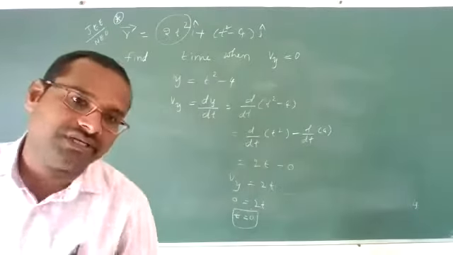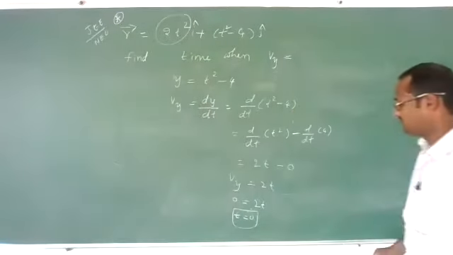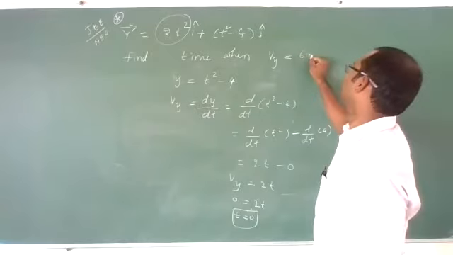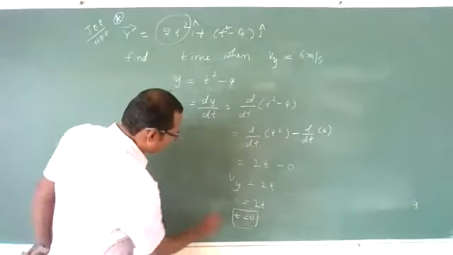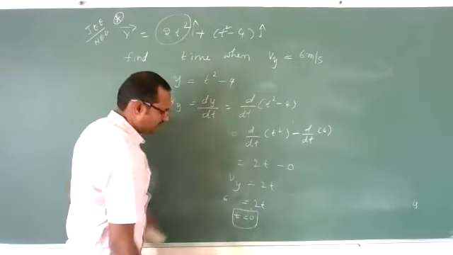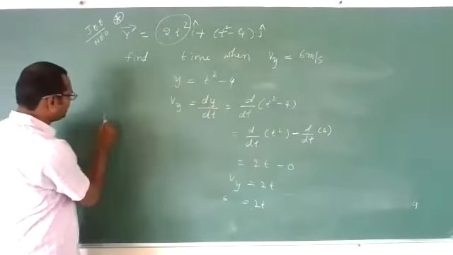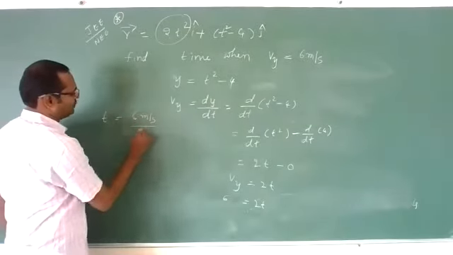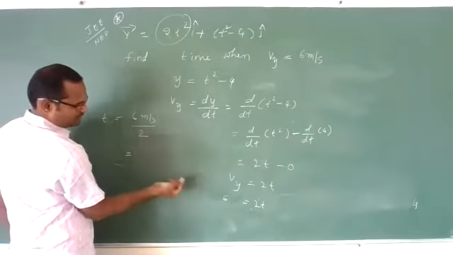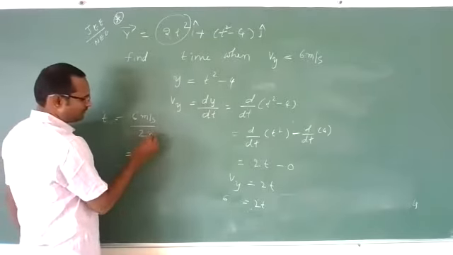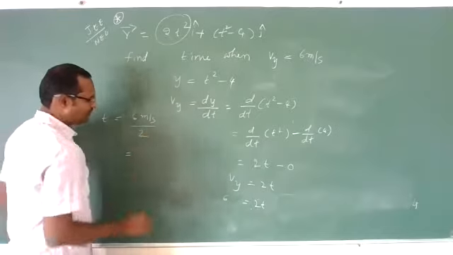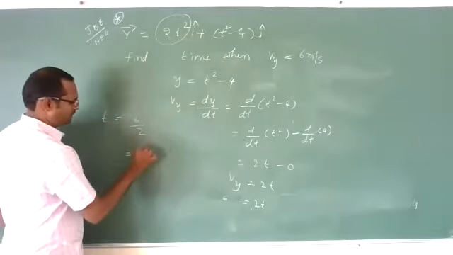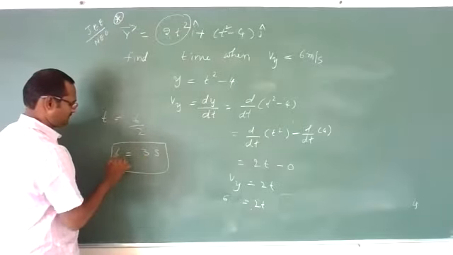But sometimes they say vertical velocity is 6 meters per second, then find the time. Then you make this 6 meters per second, and t value comes out to be 6 by 2. Clear? Yes, 6 by 2 is 3 seconds. Answer.